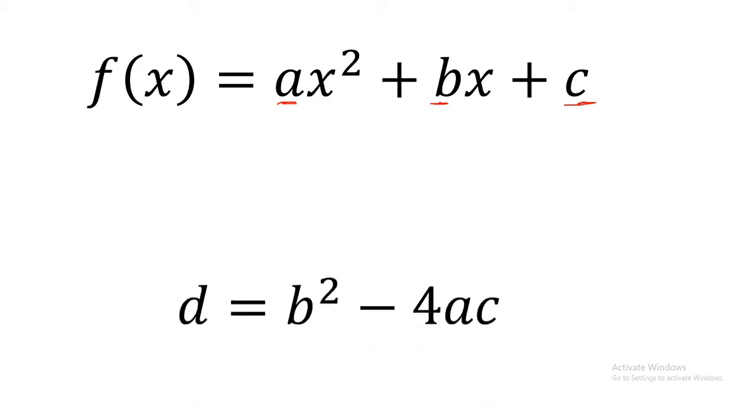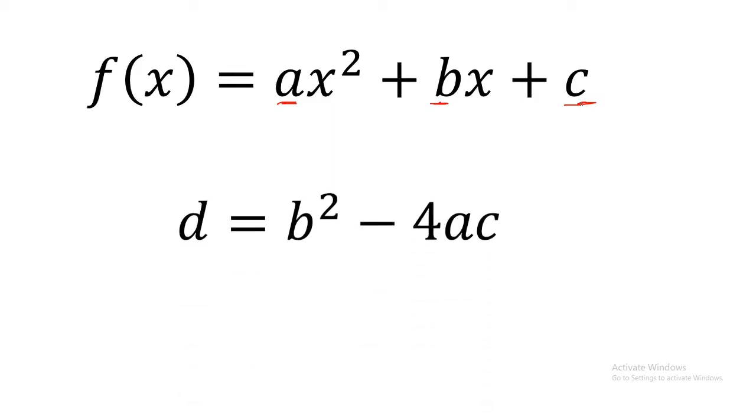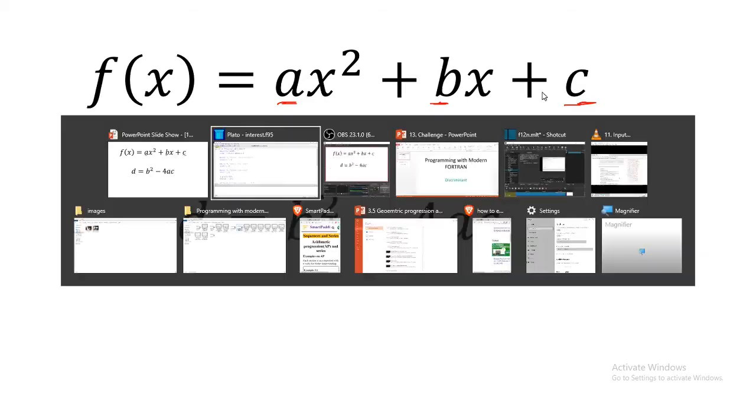Now this is the discriminant. It's equal to b squared minus 4ac. We usually use d to represent it. So what I want to do is write a program that can compute the discriminant of any quadratic equation, just to compute discriminants. As usual, we are going to use our IDE, the Plato IDE. So let's move down to the IDE and see what we have there.